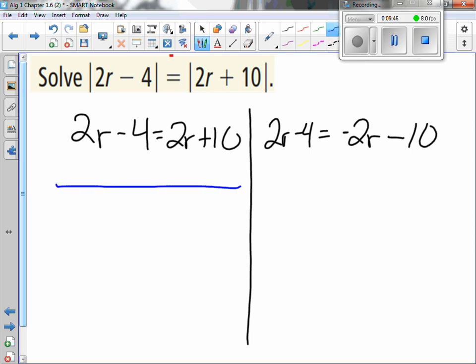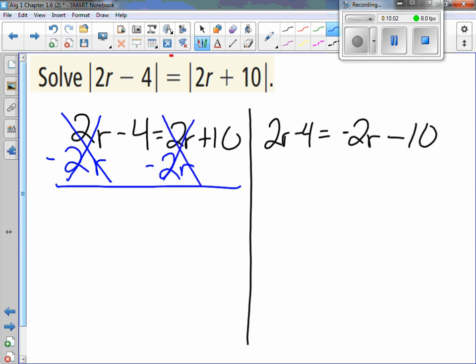So this one here on the left, what are we going to do to get r on the same side? We're going to subtract, yes? So if I subtract 2r from both sides, well, 2r and 2r cancel, yes? Here, they cancel. What am I left with? Negative 4 is equal to 10. Well, that's not true. So this whole side doesn't work, does it? Okay. Let's come over here on the right.